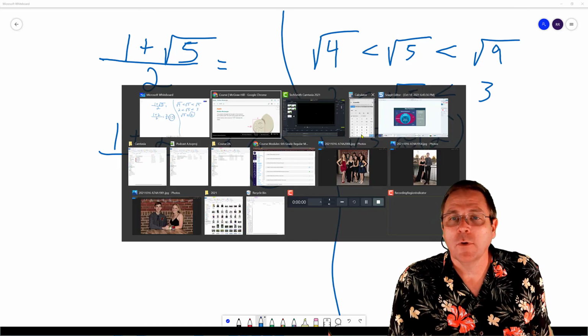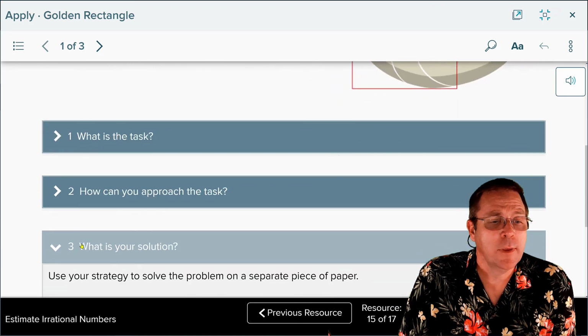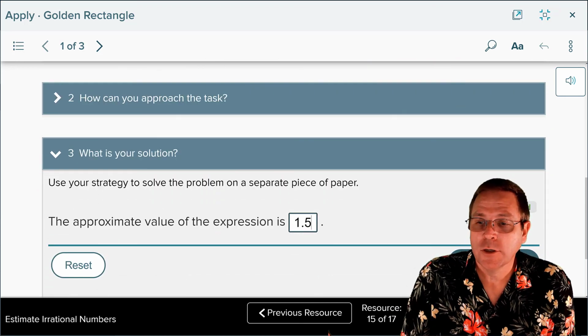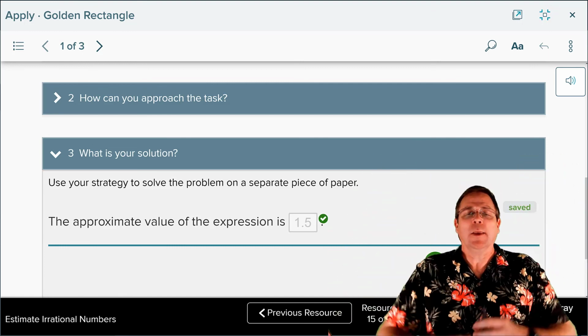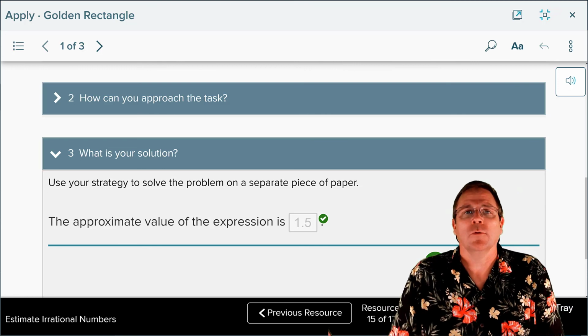I'm going to jump back over here and let's find out whether or not the estimate that I came up with is going to work. So I'm going to just type in 1.5, check. Woohoo! They picked the same number I did. Life is good. Cats and dogs live together with smiles on their faces.